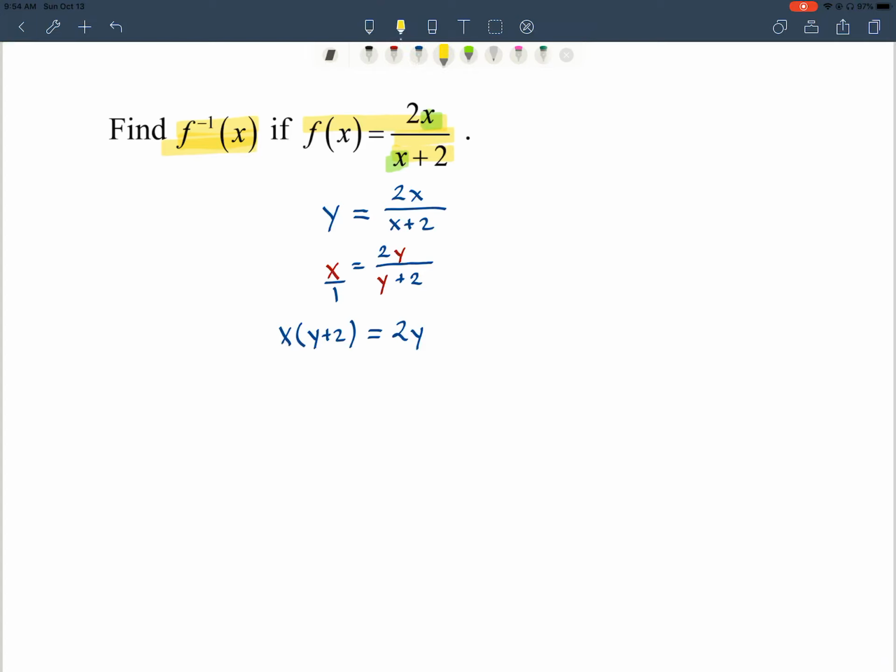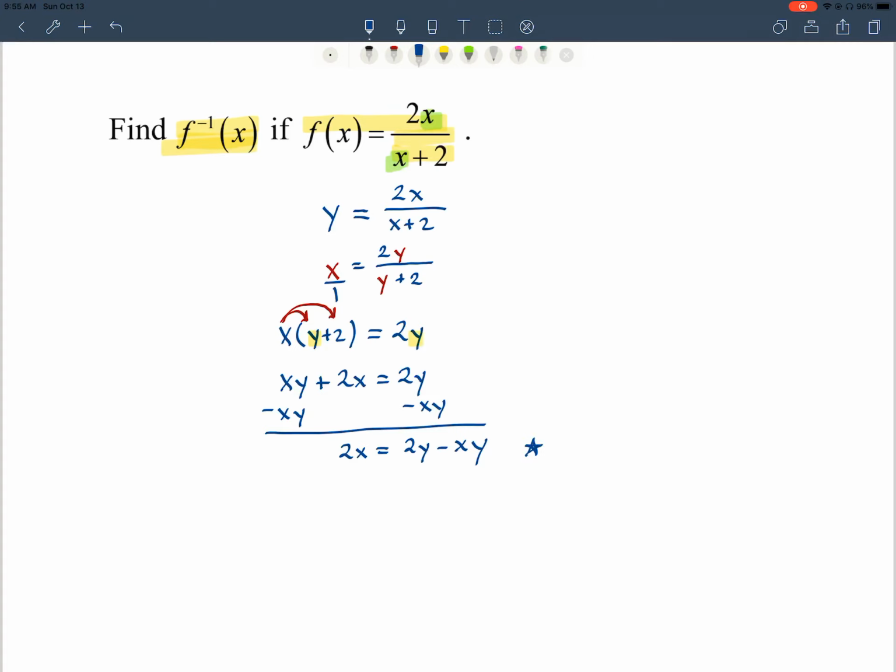In order to get our y's by themselves, we have to get all the y's on the same side, right? So before we can do that, we're going to have to break this y out of the grouping symbols. So we're going to have to take this x and distribute it through so we can remove those parentheses. What it should look like now is xy plus 2x is equal to 2y. And again, to get our y's all on the same side, let's just go ahead and subtract an xy from each side. So 2x is equal to 2y minus xy.